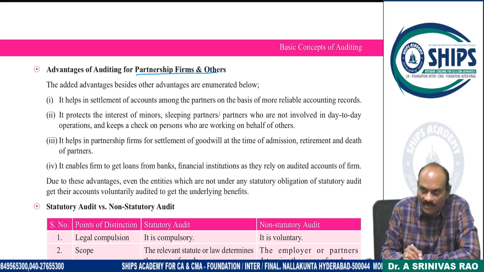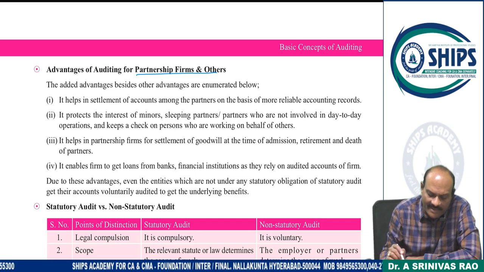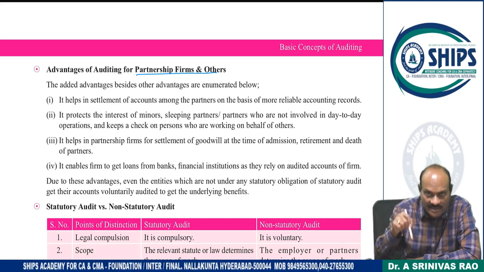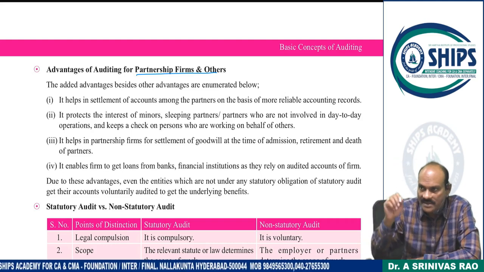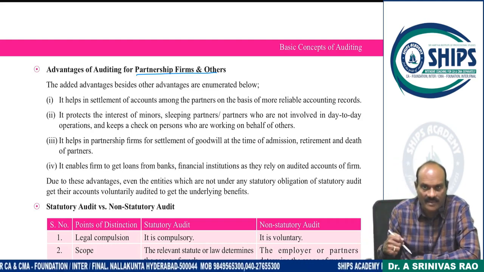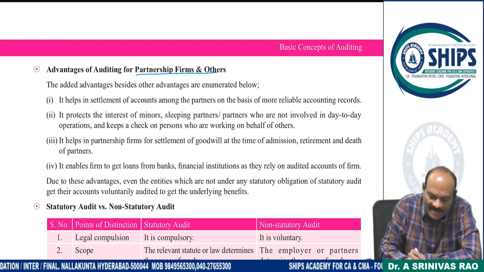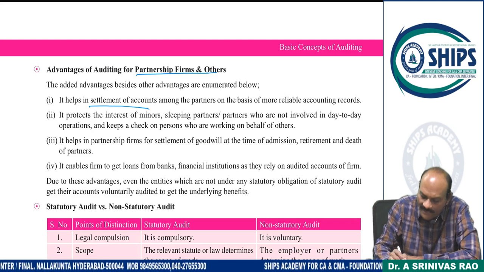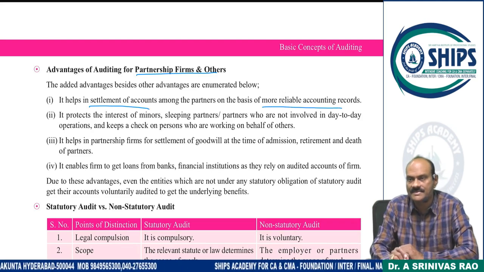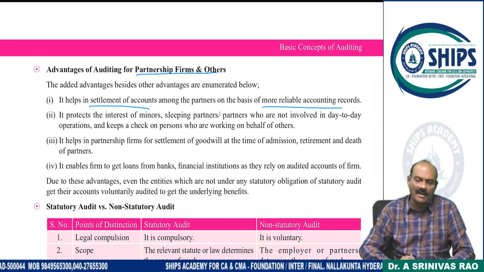Partnership firm, already we know, section 4 of the Indian Partnership Act 1932. The added advantages are the above points plus these points. All the above advantages are there for a partnership also. Apart from that, the following advantages we have to include. What are those? It helps for the settlement of accounts among the partners on the basis of more reliable accounting records. Profit is announced without audit.